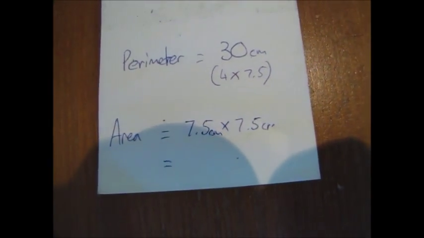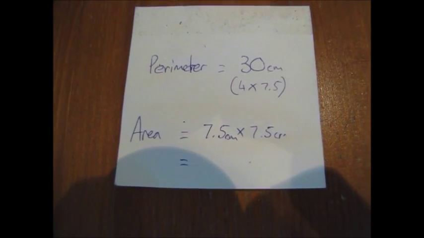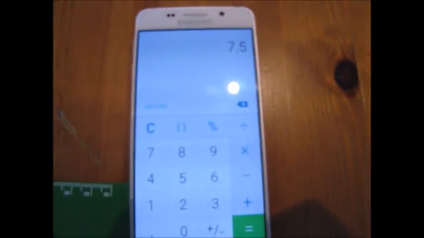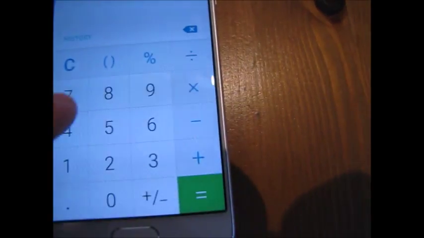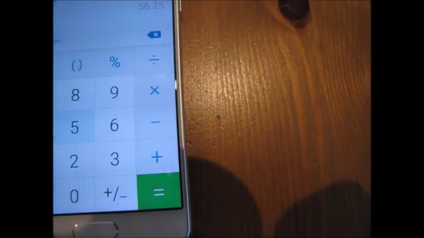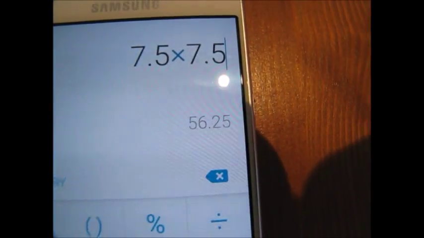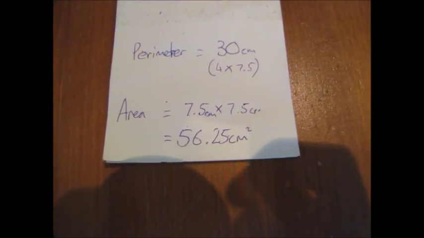That's quite a tricky thing to do, to multiply two decimals together. We're not going to go into the nitty-gritty of how to do that. We're just going to use a calculator. So here we've got my calculator on my phone, so I've got 7.5, and I'm going to do times by another 7.5. And it gives me a grand total of 56.25 centimeters squared. There we go, 56.25 centimeters squared.